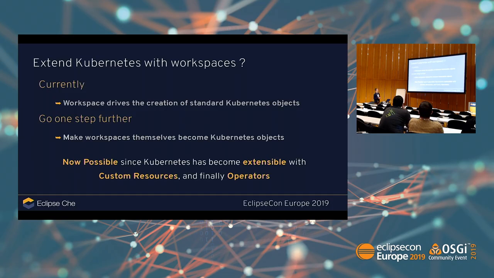In other words, extend Kubernetes with workspaces. Currently, the workspace definition drives the creation of standard Kubernetes objects, and the Che server manages that. We could go one step further and really make workspaces themselves become pure Kubernetes objects. And now it's possible, since Kubernetes became extensible a few years ago through custom resources and finally operators.